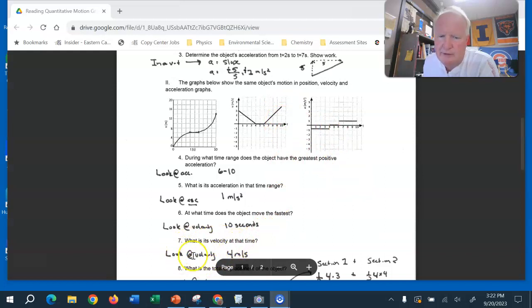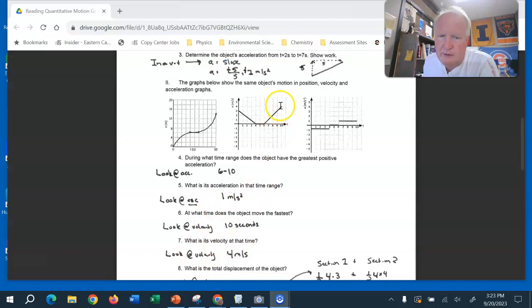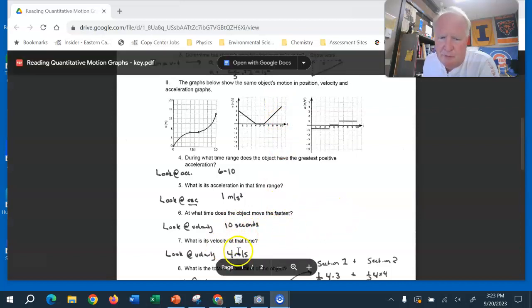And what's the velocity at that time? Well, we just read the graph. Here it is, 10. It's moving 4 at 10 seconds. So it's moving its fastest at 10 seconds, and it's 4 meters per second at 10 seconds.